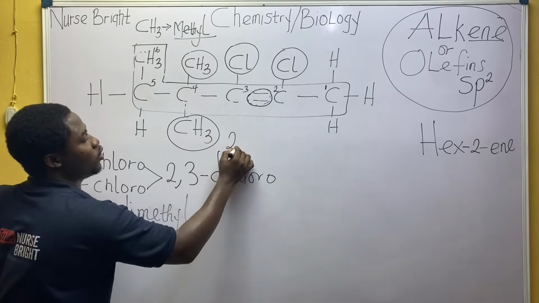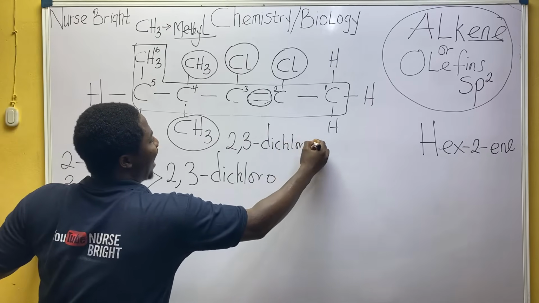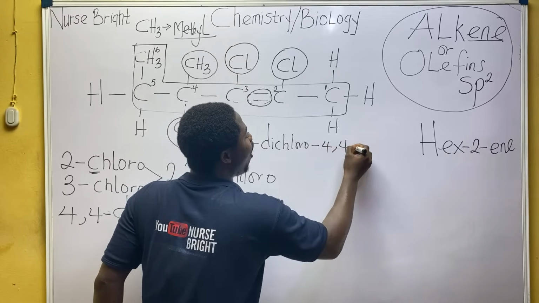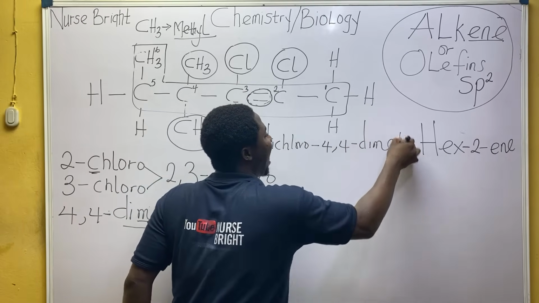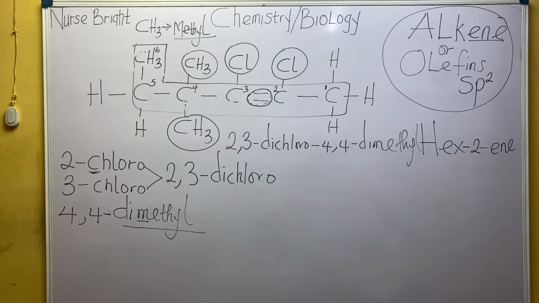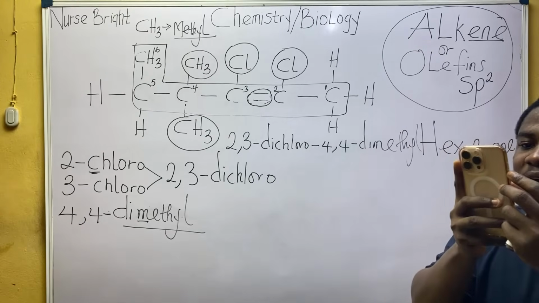So let's add it to the name. It's going to be 2,3-dichloro, 4,4-dimethylhex-2-ene. That's the name of the compound. Guys, this is not hard. It is not hard. Practice makes perfect.